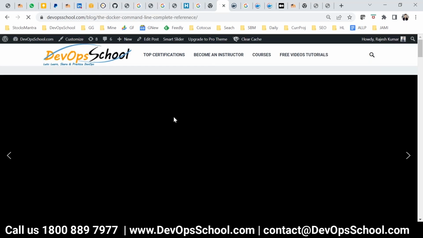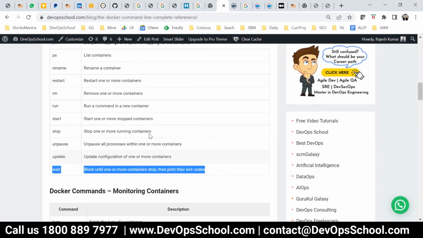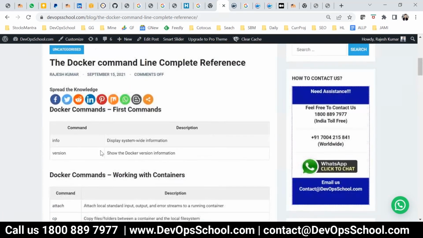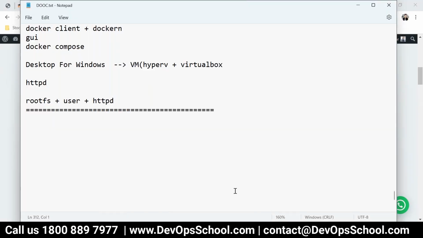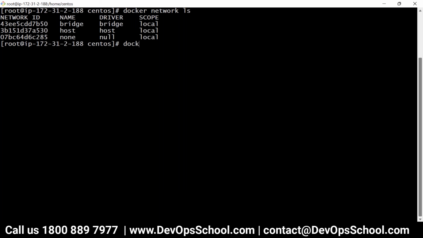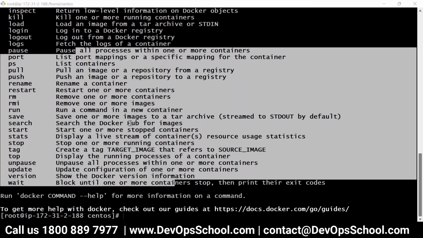Now here I have all these commands which I want to try out. This is the command reference. And so what I did, I divided all these Docker commands, which are here. Look at my screen, all of you. Docker help. These commands I divided into two sections.